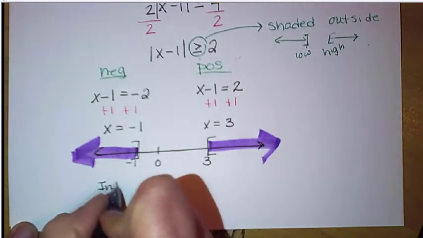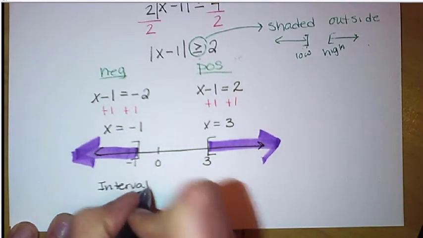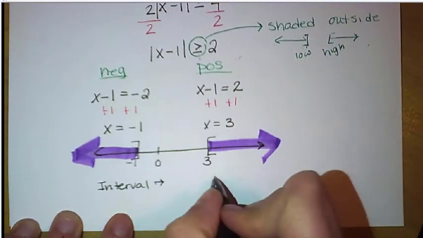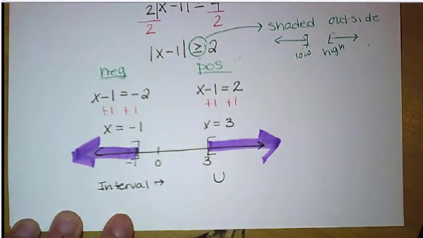So now I know what my graph looks like, and this is going to help me write my interval notation. When I write my interval notation, I'm going to have to use that union symbol we talked about in the previous examples, because I do have two distinct areas of my graph.